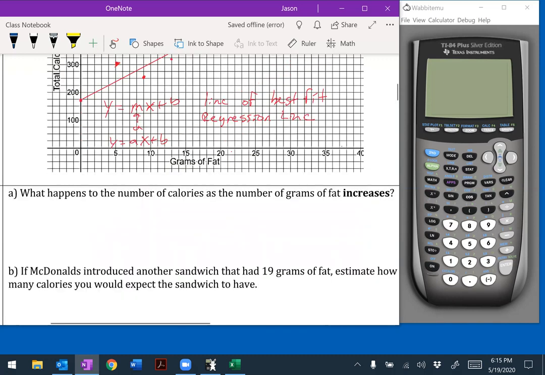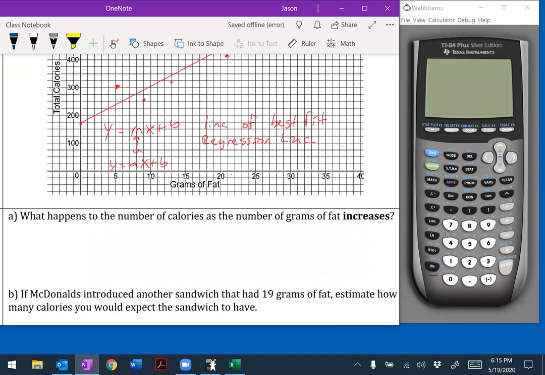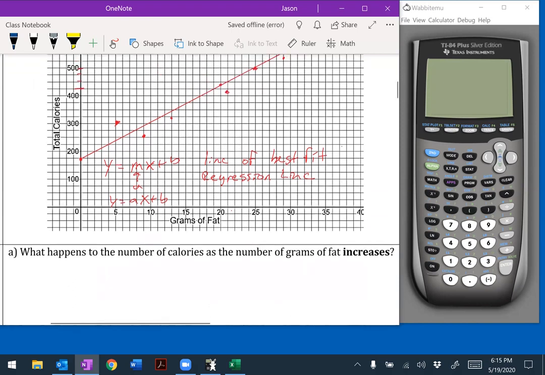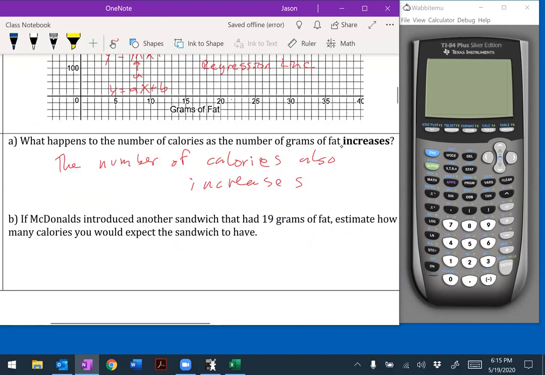What happens to the number of calories as the number of grams increases? Well, it seems that the number of calories also increases, right? Number of calories also increases.